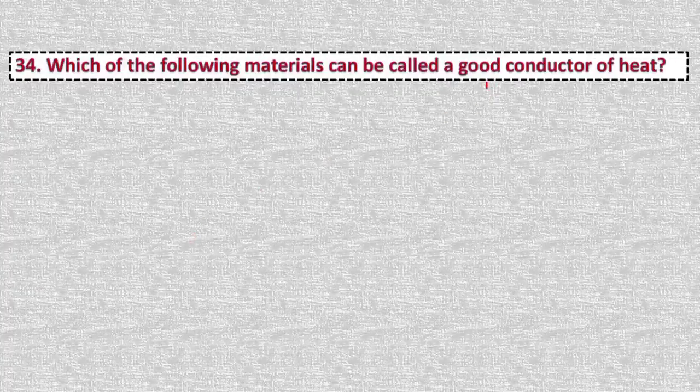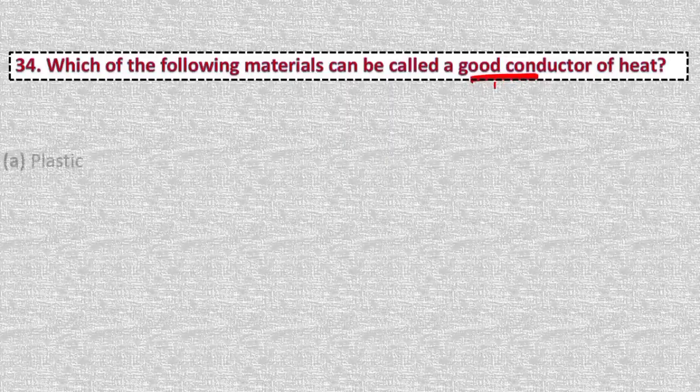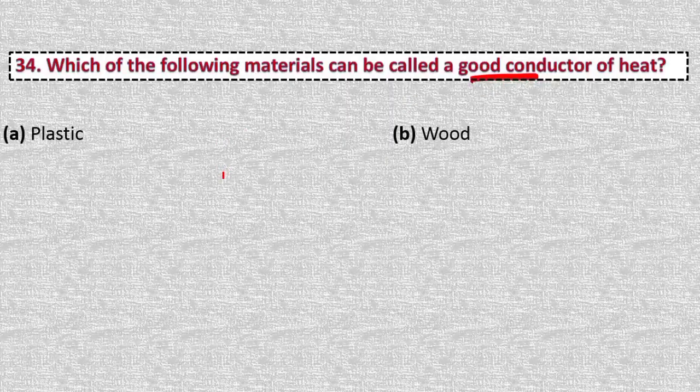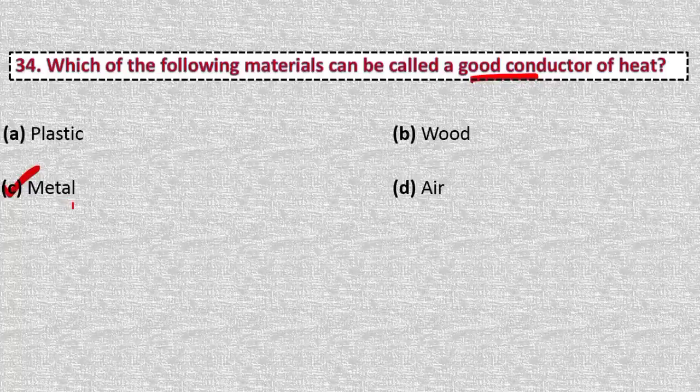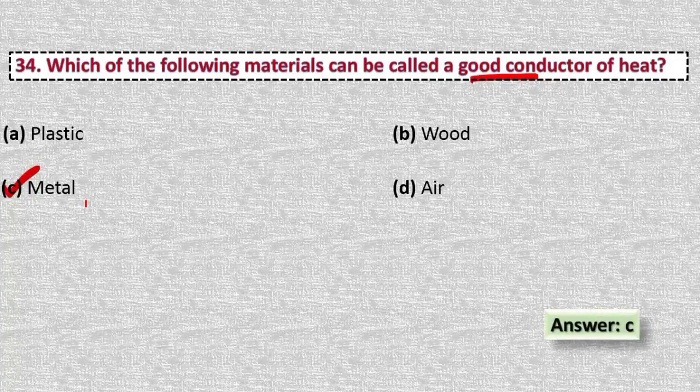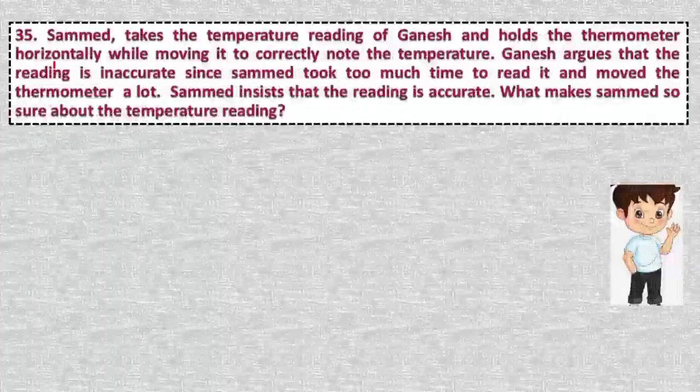Which of the following materials can be called a good conductor of heat? Plastic is an insulator, wood is an insulator, metal is a good conductor, and air is also an insulator, a poor conductor of heat. The correct answer is option C, that is, metal is a good conductor of heat. Option C is the correct answer for this question. Here is an interesting question.